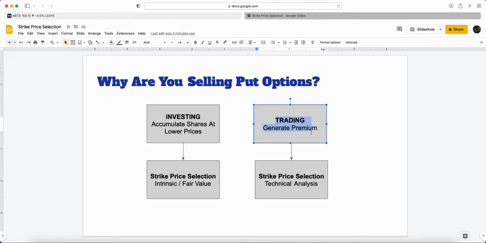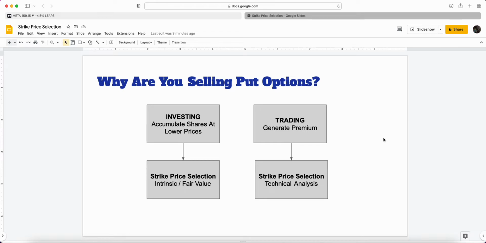But if you are looking at strike price selection for trading purposes to generate premium, technical analysis through basic trend line support and resistance indicators is the way to go. And we'll have a look at that again right now on TradingView. So those are the two ways.